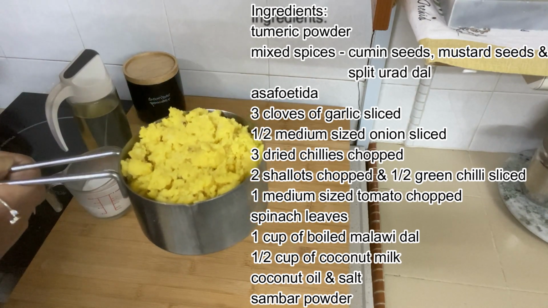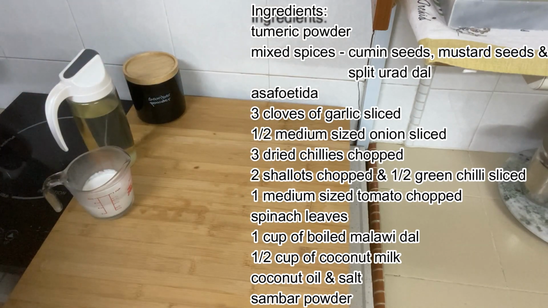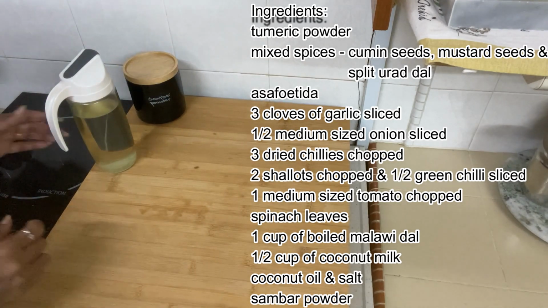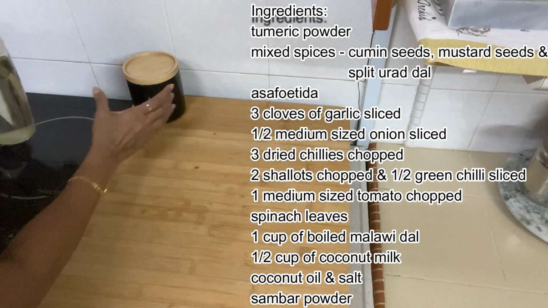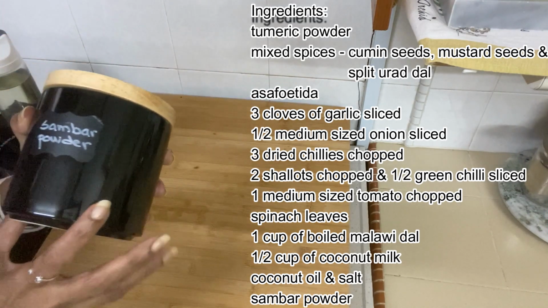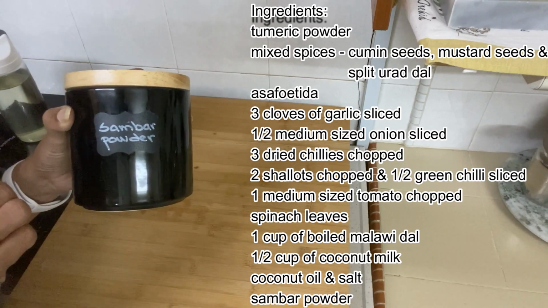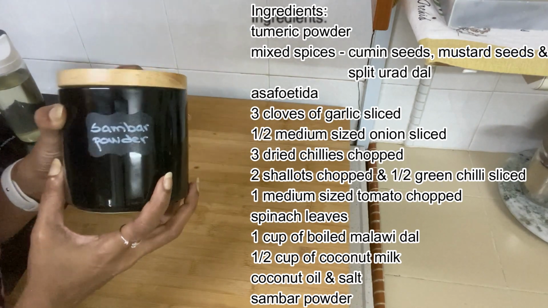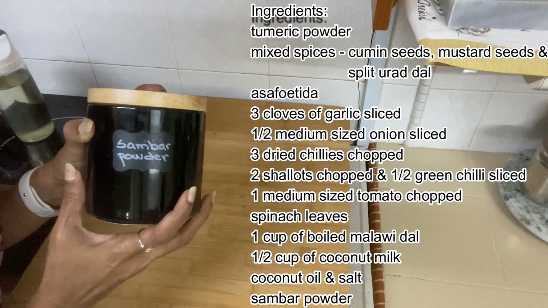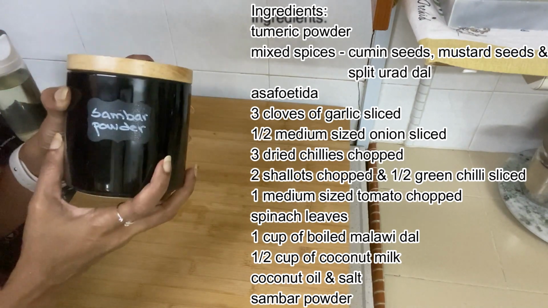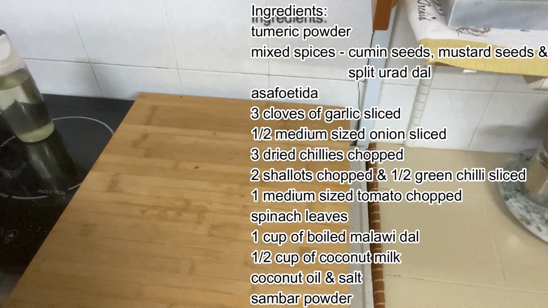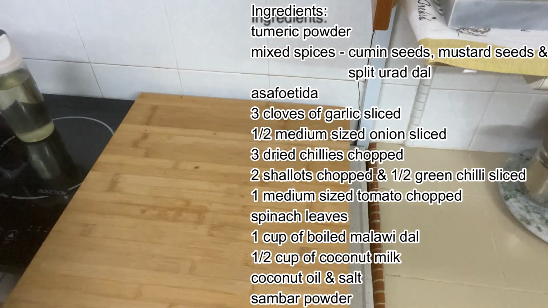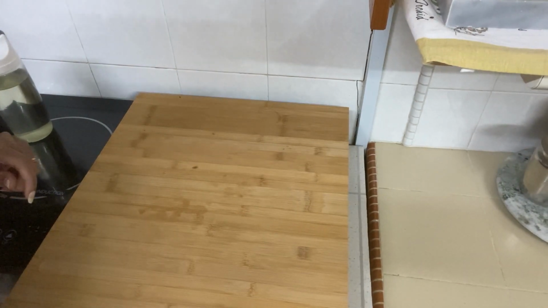One cup of tur dal or Malawi dal, and then we have half a cup of coconut milk, if you want to add coconut milk, that is. In this case, coconut oil, and then last but not least, sambar powder. I have homemade sambar powder that I'm going to use. If you want, I could always let you know how I make my sambar powder. But sambar powder is optional. You only use it if you want to. Otherwise, it's not important to use sambar powder. And of course, I forgot salt. Okay, so those are the ingredients for my kootu.